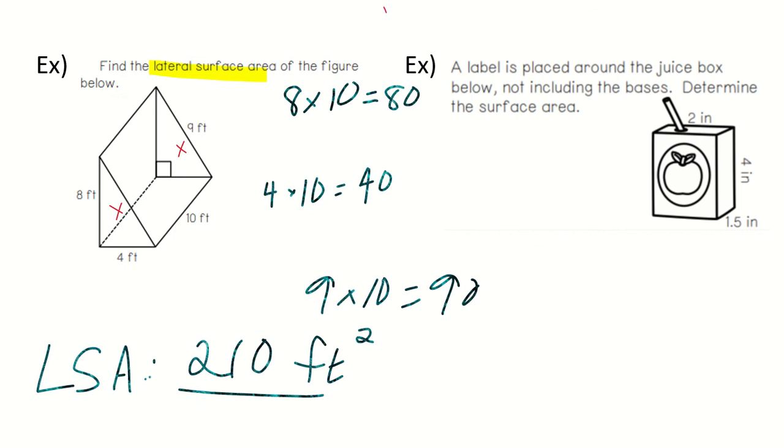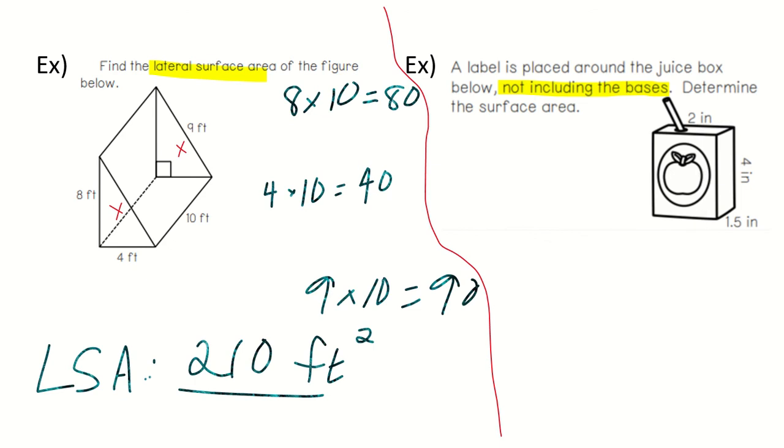Okay, example number 2. It's a word problem example. A label is placed around the juice box below, not including the bases. So pay attention to that key phrase right there. They're placing a label just on the sides. Imagine the back of that juice box as well, not including the bases, so not including the top or the bottom. So we need to find just the sides, the area of the side.